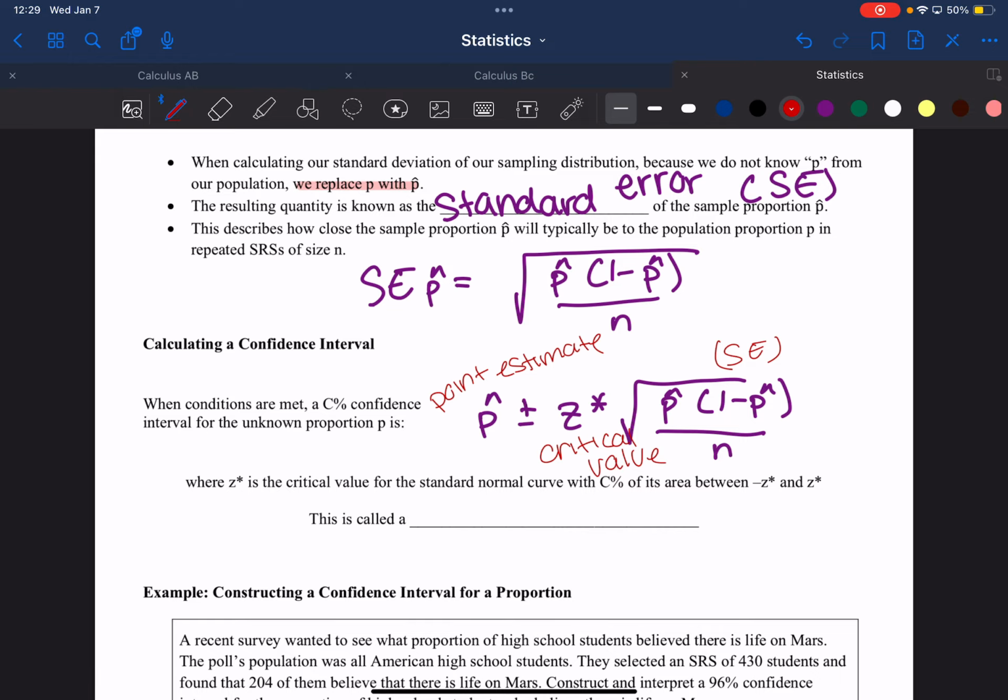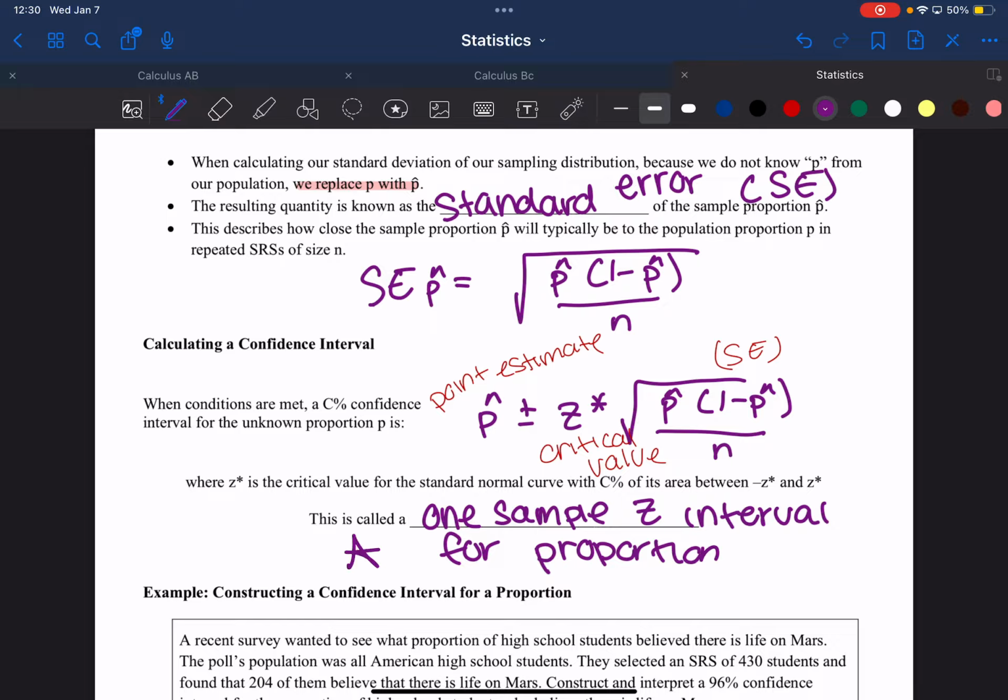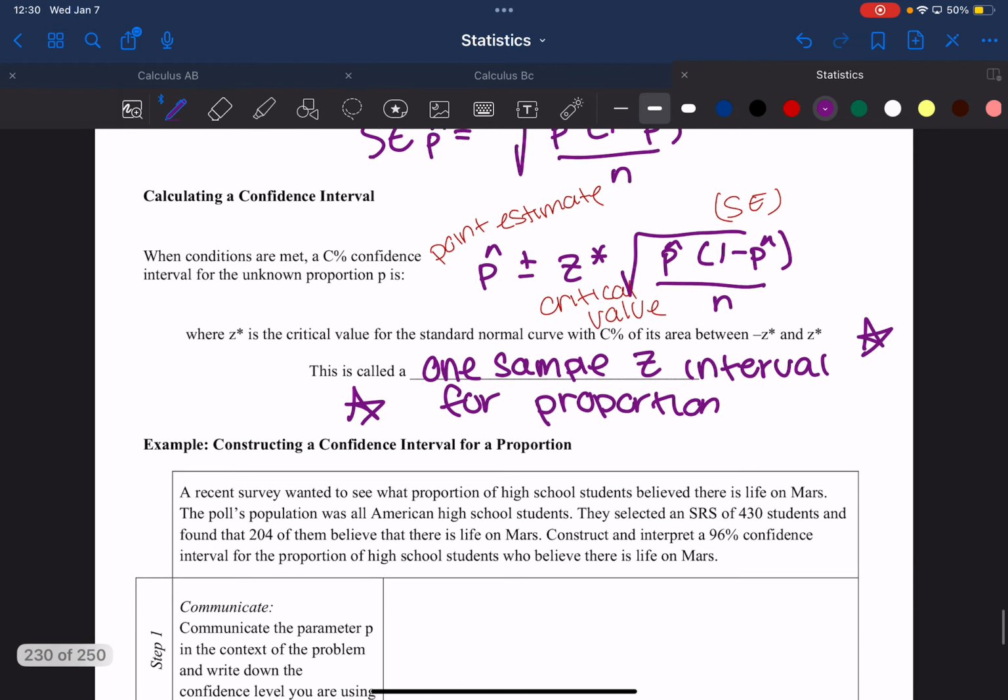This is called, so now we're getting to the big idea here. This is the inference name. One sample Z interval for proportion. Very important to not only understand how to use these inferences, but you have to know what they're called. Any questions so far?